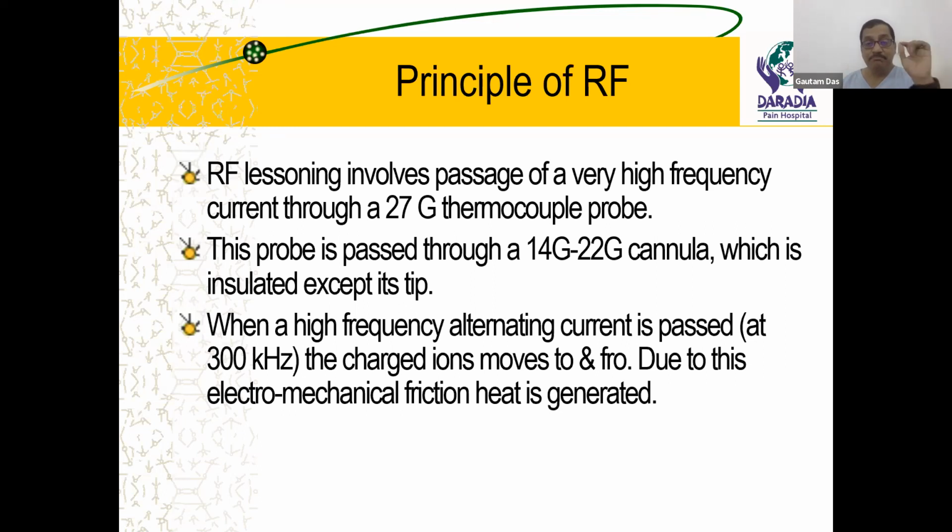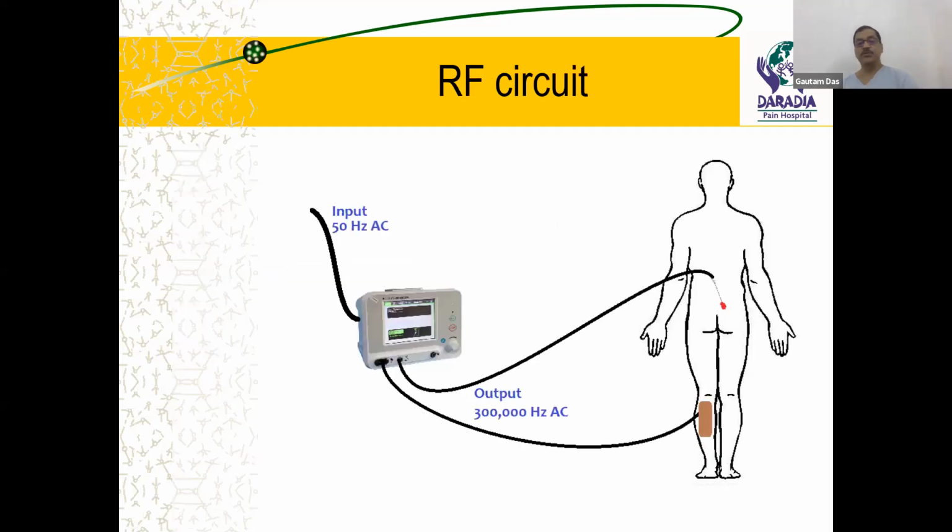And the cannula through which we are putting the probe is a gauge of somewhere between 14 gauge to 22 gauge, depending on what kind of gauge you are used to take. Okay, so this is a schematic diagram. So here, this is the radio frequency machine. Input current frequency is 50 hertz, output current frequency is 300,000 hertz. And how is the circuit completed? So here is a cannula. It's just like a needle through which you are putting a very fine wire or probe, the radio frequency probe, which is of 27 gauge.